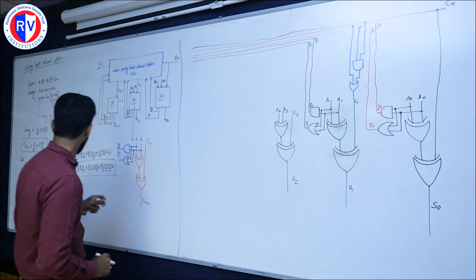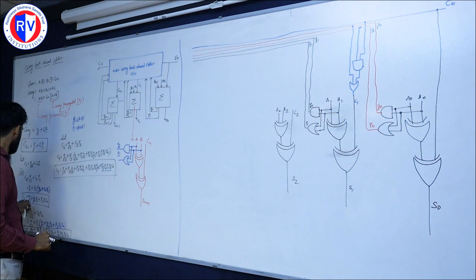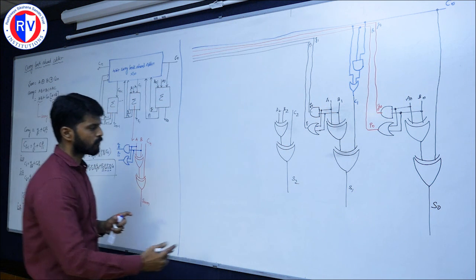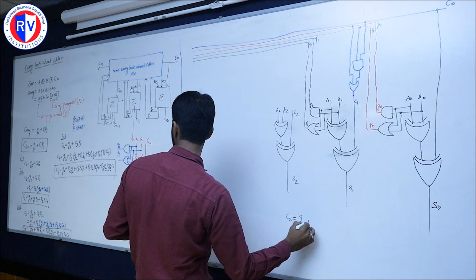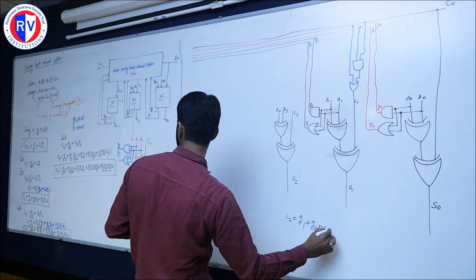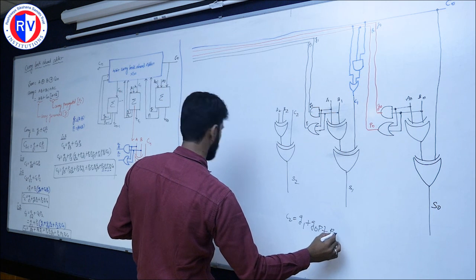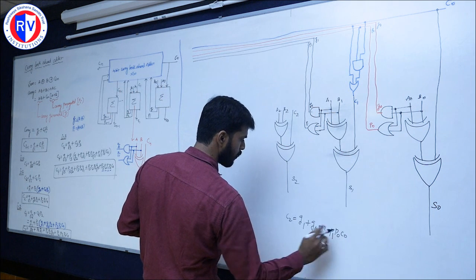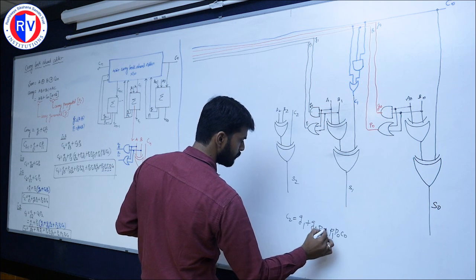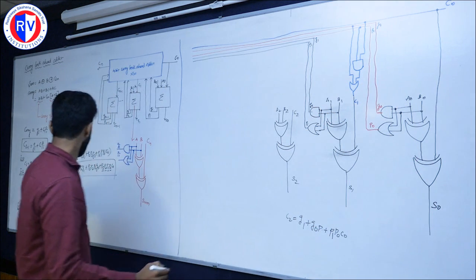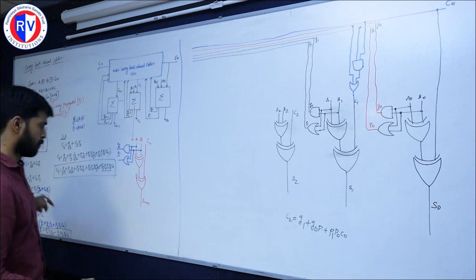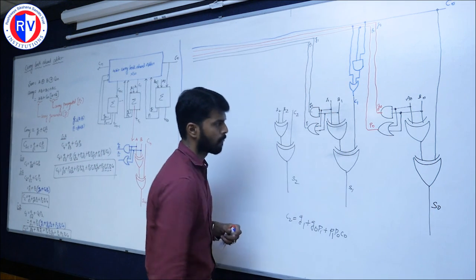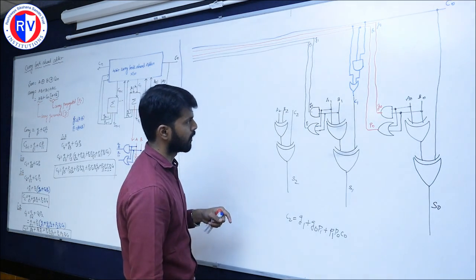So what is the formula for C2? C2 is G1 plus G0 P1 plus P1 P0 C0. First I will write this, which is very easy for making the connection. C2 equals G1 plus G0 P1 plus P1 P0 C0. That is the formula which we got through the realization. Now based on that, I will perform the connection.